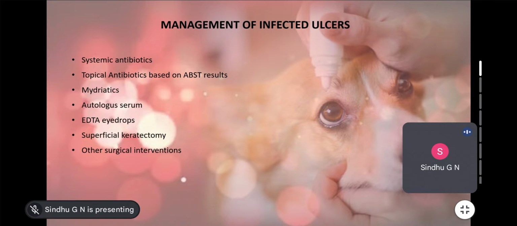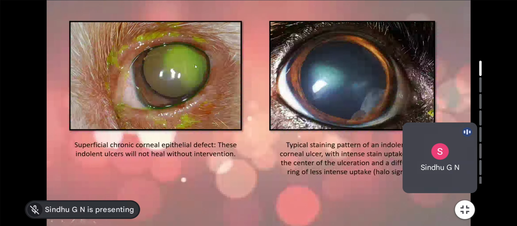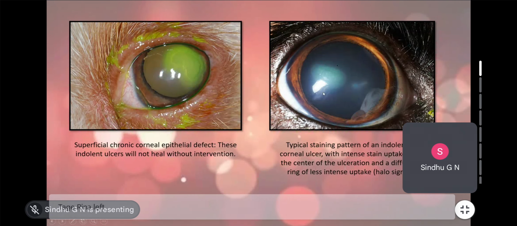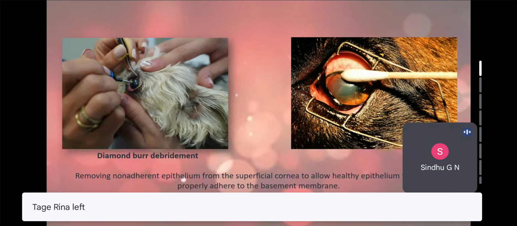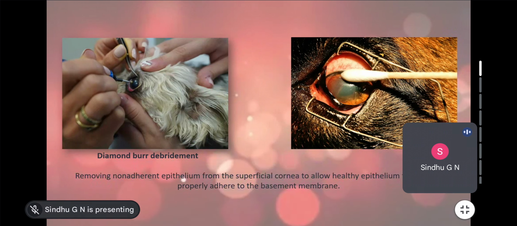This one is a superficial chronic corneal epithelial defect or indolent ulcer. You can see the margins and the seepage of the fluorescein dye. These need intervention. Here also same. So for the management of such an indolent ulcer, either we can go for a diamond burr debridement, where we debride the margins of the ulcer or the non-adherent epithelium from the superficial cornea, so that healthy epithelium will form and properly adhere to the basement membrane.